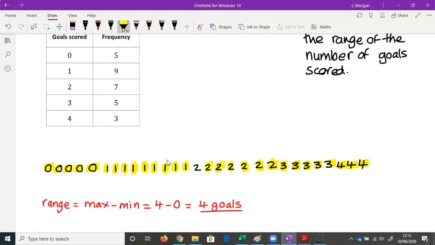And as you can see, I've got 1 left in the middle. That's got to be my median value. So I'm going to write down at the side here, my median number of goals is 2.